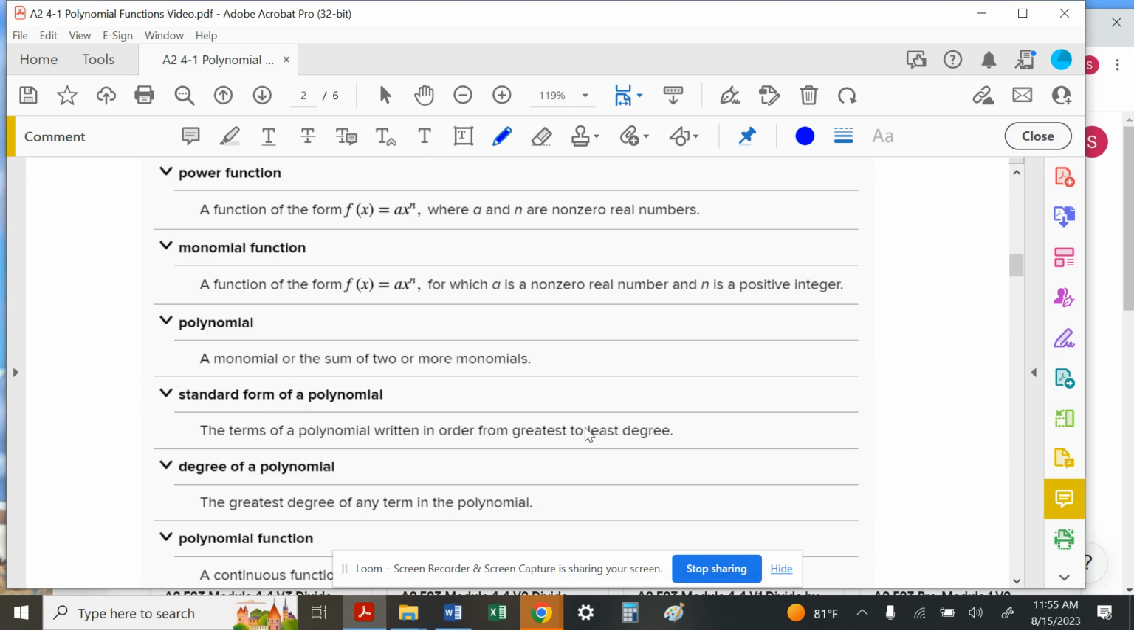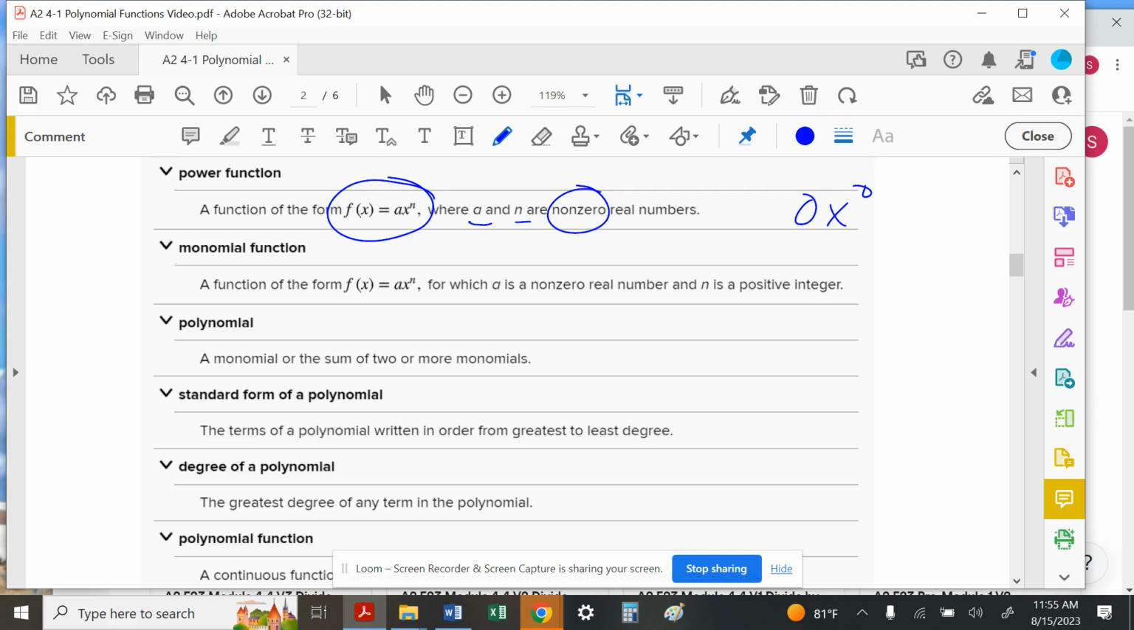Terminology: power function just says that if we have a function of the form f of x equals a times x to the n power, the only thing that has to be true is a and n are not 0, and they have to be real numbers. So that means they can be anything except 0. I can't have 0x to the 0, obviously, because 0 zeros everything out. X to the 0 just becomes 1. We don't have a value there, so we can't have that.